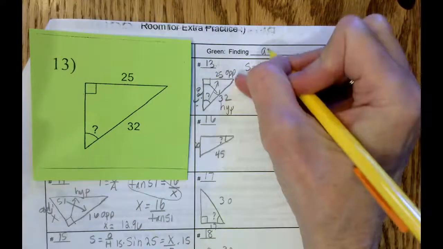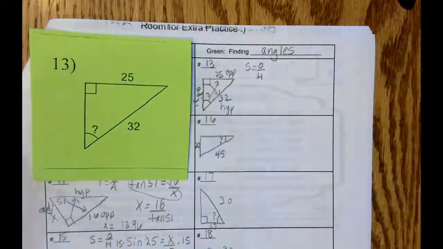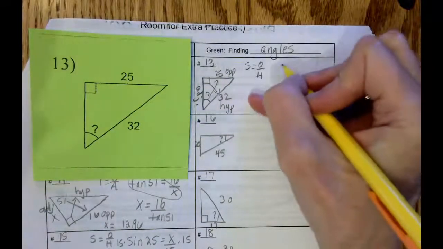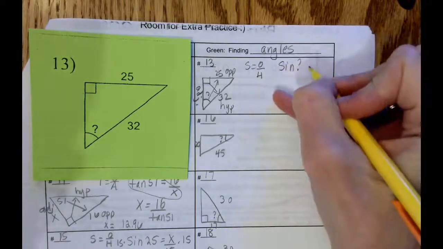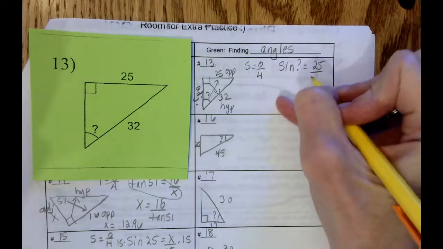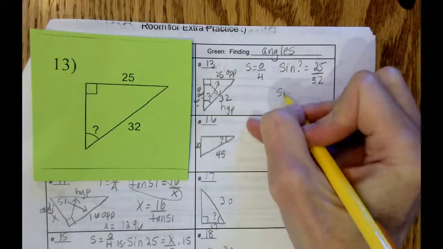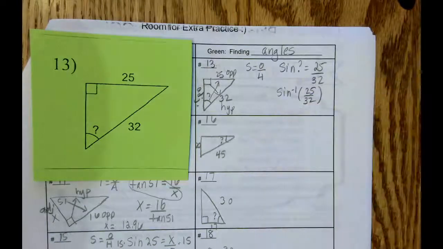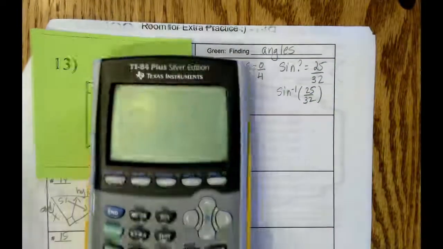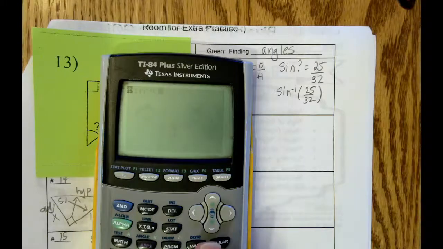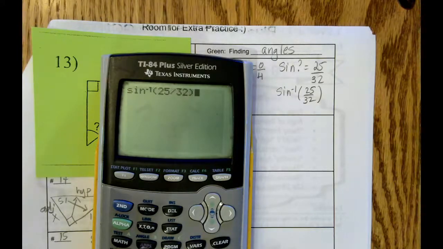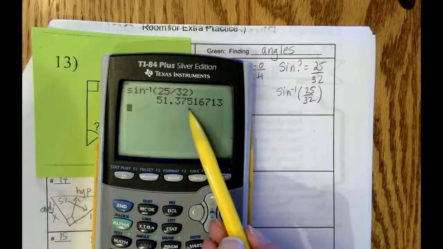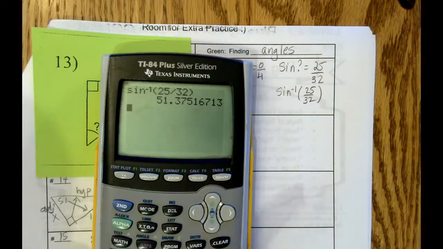By the way, the green cards, we are finding angles. Again, on this one we know an opposite side and we know the hypotenuse. So it's going to be the sine of question mark equals the opposite divided by the hypotenuse. It is going to be sine to the negative 1, the inverse function on Desmos or the calculator. And we get 51.375, but because that 5 after the 7 is 5 or higher, we're going to say 51.38 degrees.